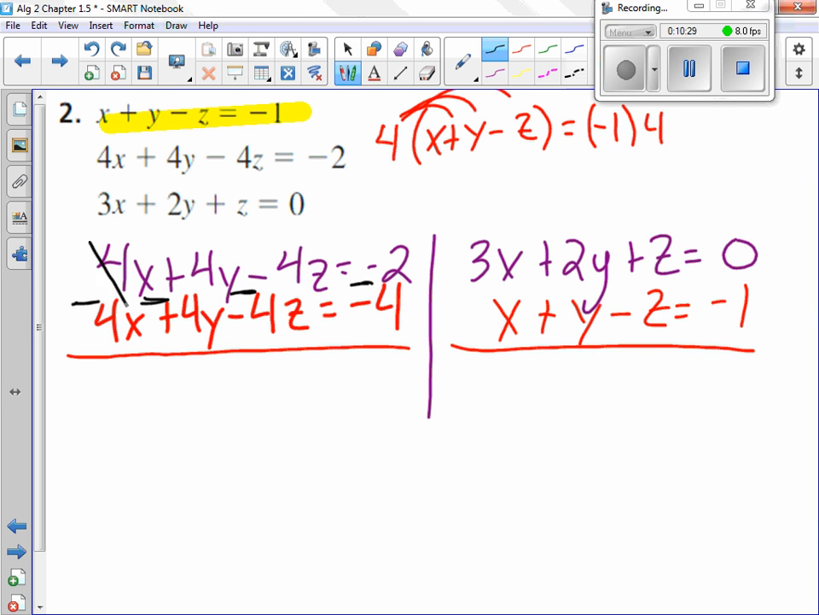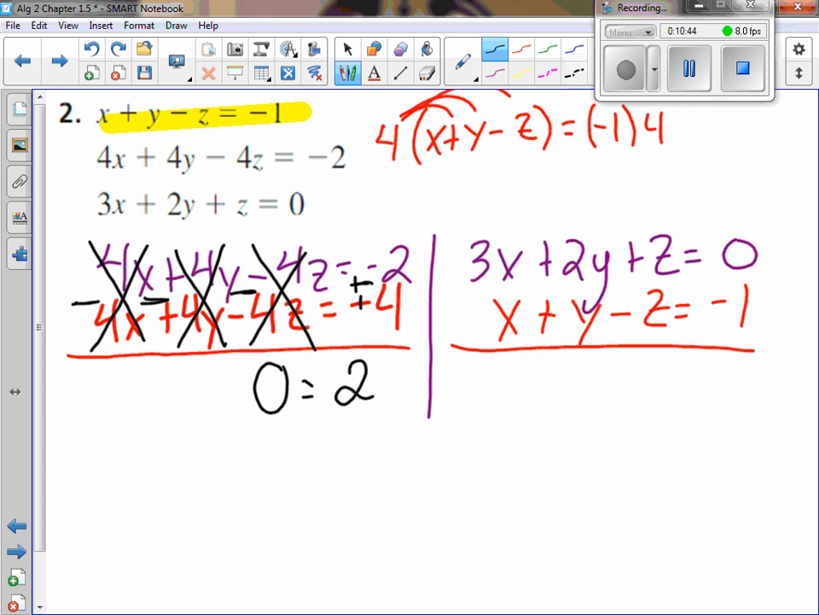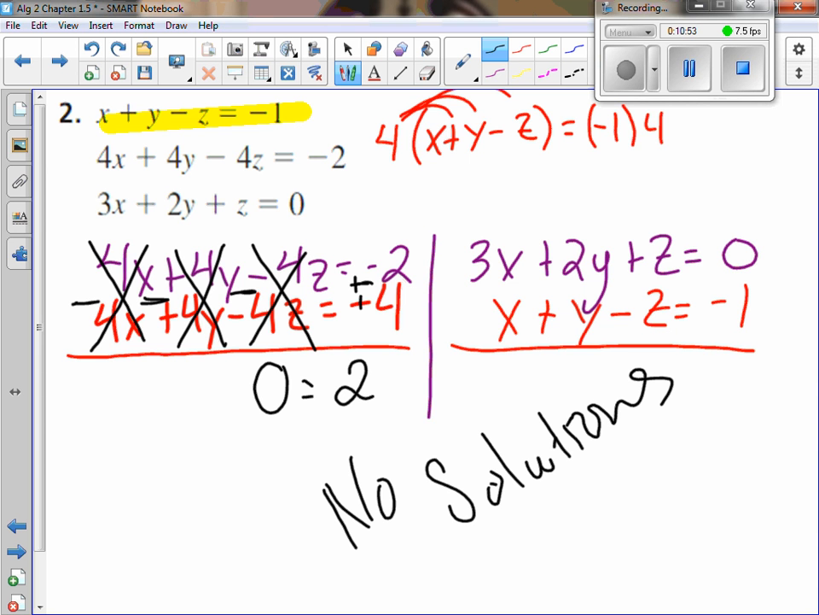4x minus 4x is 0. 4y minus 4y is 0. Negative 4z minus negative 4z, well, negative negative makes positive, so we get 0 equals 2. So this here is no solution. It does not work. And that's it. That's all we have to do for this one here. Because we got a false statement, 0 equals 2 is a false statement, we have no solution. It does not work.